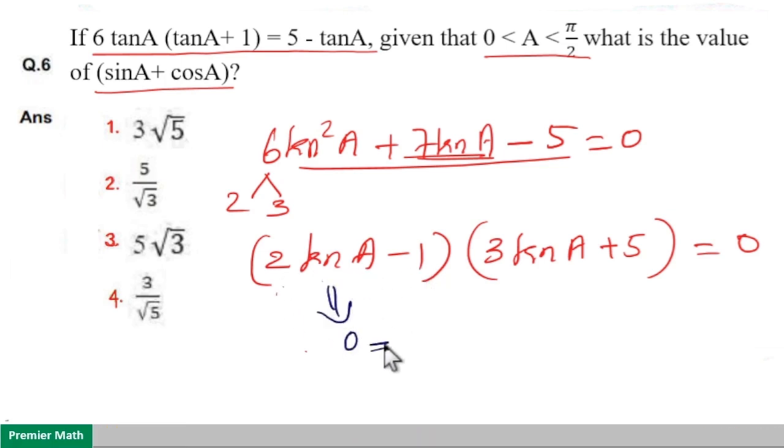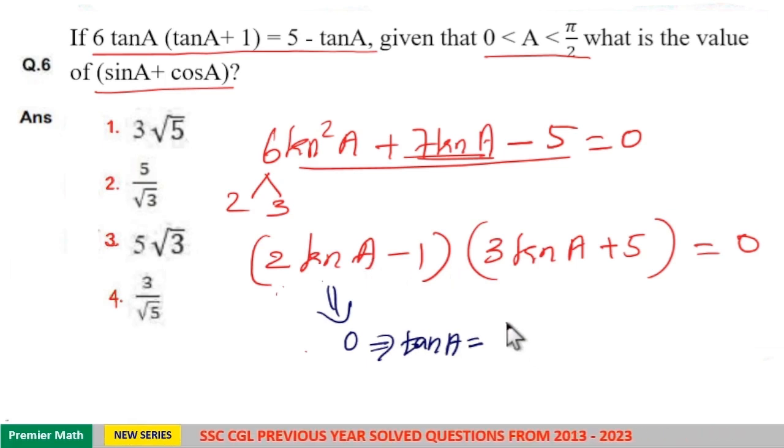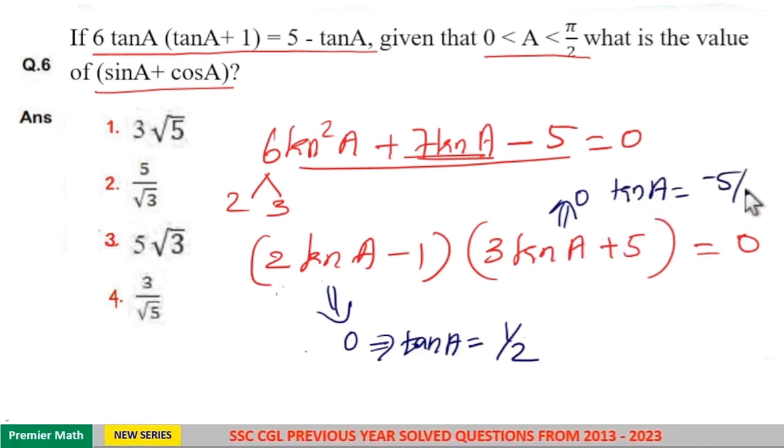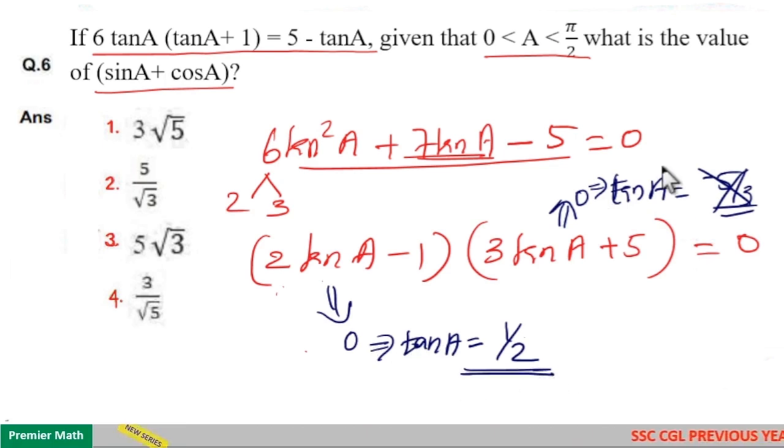If 2 tan A minus 1 is 0, then tan A is equal to 1 by 2. From this, if I equate this other term to 0, 3 tan A is equal to minus 5. Then tan A is equal to minus 5 by 3, which is not possible. So take tan A as 1 by 2.